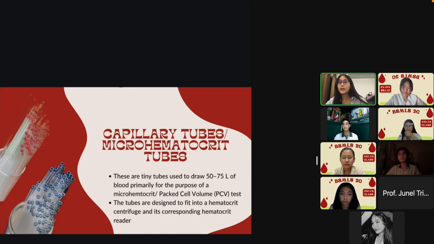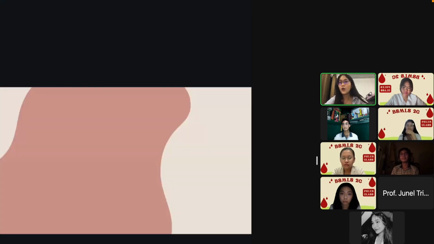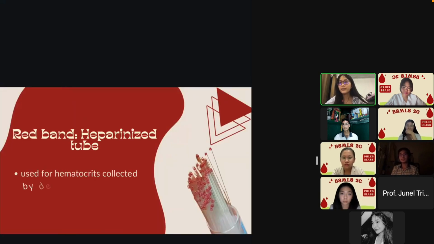So di ba nabanggit ko na may two types siya and may color coding sila. So first, next slide please. So we have the red band or the heparinized tube. Ayan, nakikita niyo yung red band sa dulo, meron siyang red band. So anong use ng ating red band or heparinized tube?